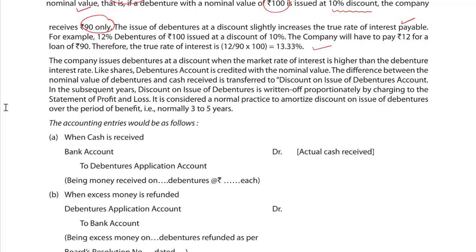Like shares, debenture account is credited with the nominal value. The difference between the nominal value of debentures and cash received is transferred to discount on issue of debentures account. In the subsequent years, discount on issue of debentures is written off proportionately by charging to the statement of profit and loss account. It is considered a normal practice to amortize discount on issue of debentures over a period of benefit. Normally it is 3 to 5 years.